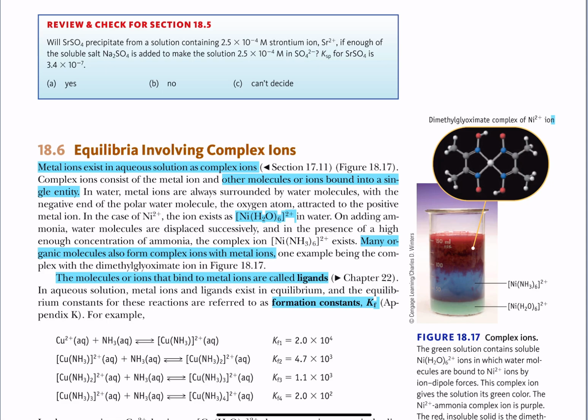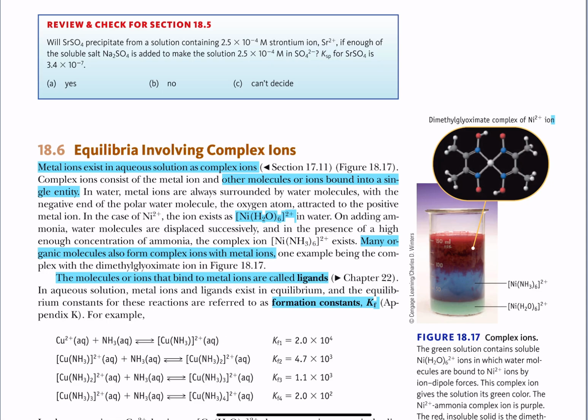Another point I'd like to make is, up to this point, we have talked about the following kinds of equilibrium constants. There was the KSP for weakly soluble salts, the Ka for weak acids, the Kb for weak bases, and the Kw as the equilibrium constant for the dissociation of water. Now we add a fifth one called Kf, which is the equilibrium constant for the formation of a complex ion.